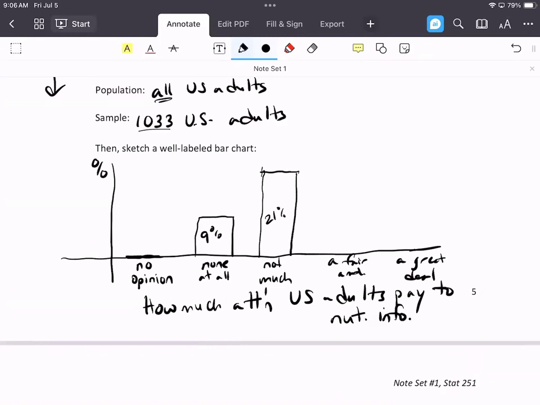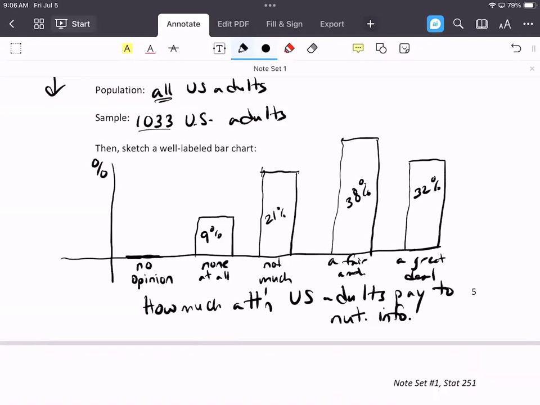A fair amount is 38%. So you want to make sure that's the tallest one. And then we have 32% for a great deal.